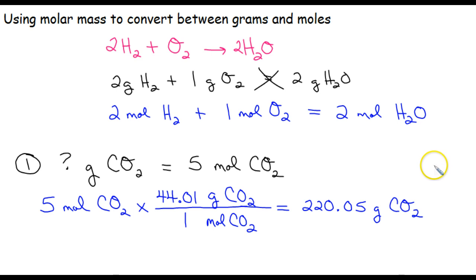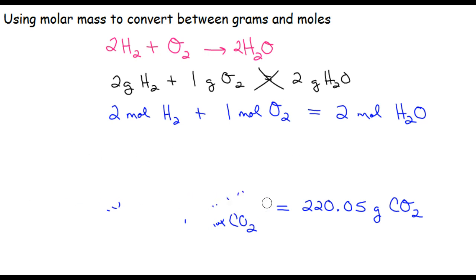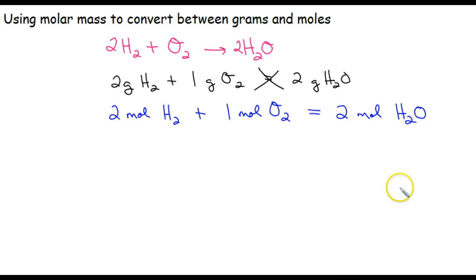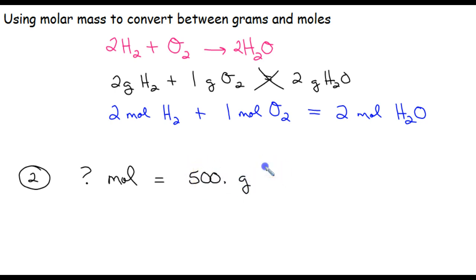Now, you're going to do the same process if you're going the other way. What's important is to make sure that you are putting the correct units where they go. You want all of your units to cancel except for your very last one. So let's try doing, how many moles would you have if you had 500 grams of carbon dioxide?